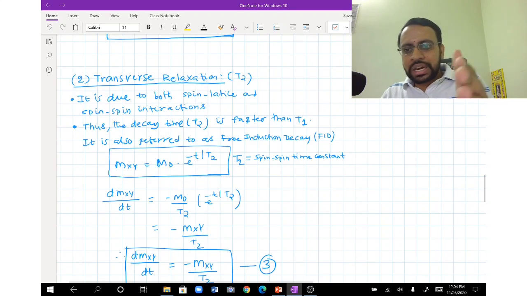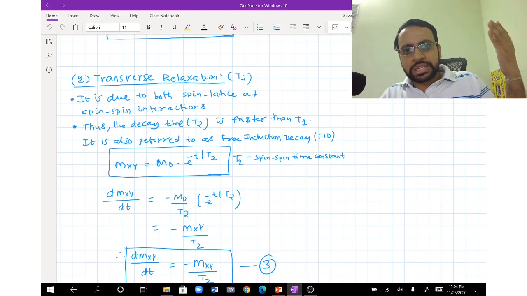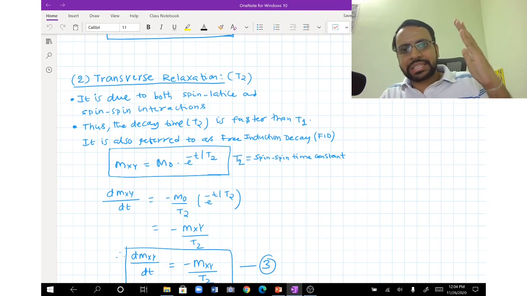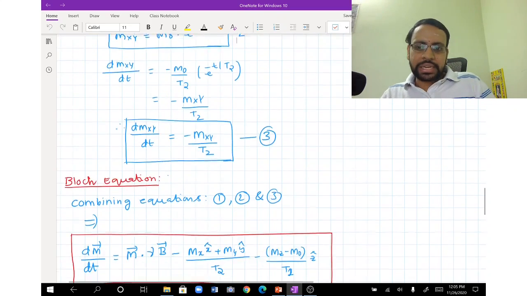So this would be on the order of milliseconds. On the other hand, T1 is much larger, so for it to relax and regain would take on the order of seconds, whereas this usually takes on the order of milliseconds, right?